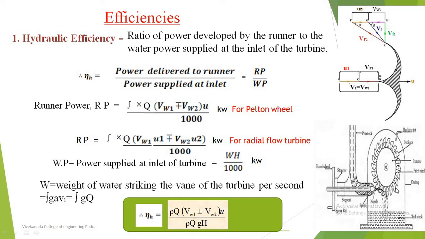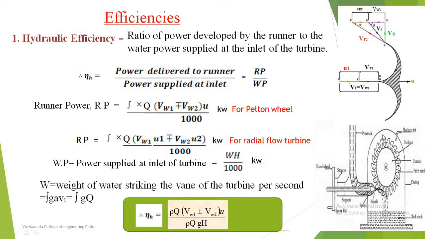Now, when the jet strikes, the runner rotates. The power developed or delivered to the runner at this point is known as runner power. Runner power is rho Q into VW1 plus or minus VW2 into U, divided by 1000. Here Q is equal to A into V1.